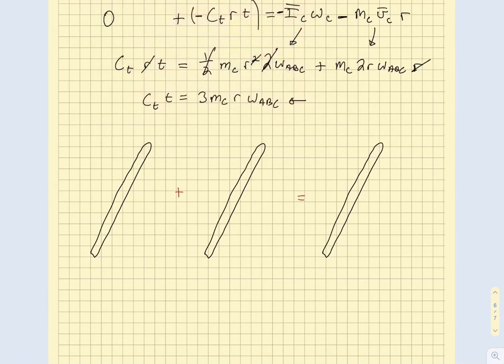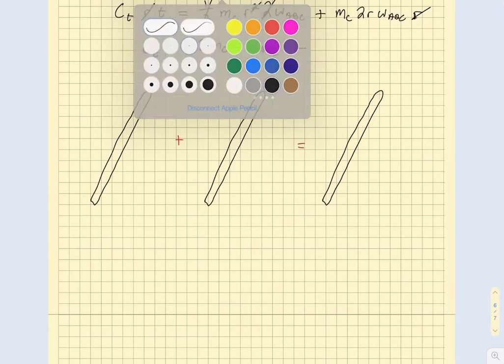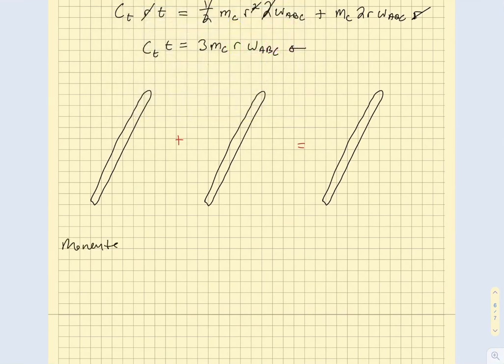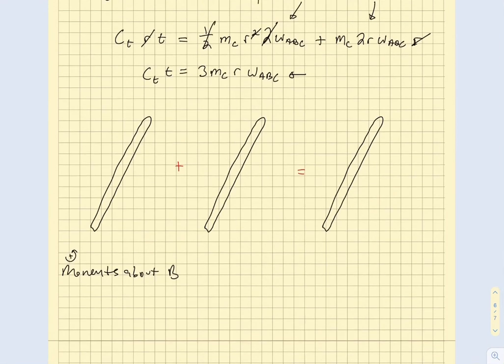So now if I'm looking at the rod itself, we're going to do our moments again. So that's fine. Looks more like a baguette. That's okay. So this is going to be plus and equals. So we're going to do our moments about the center, which is location B, I believe.